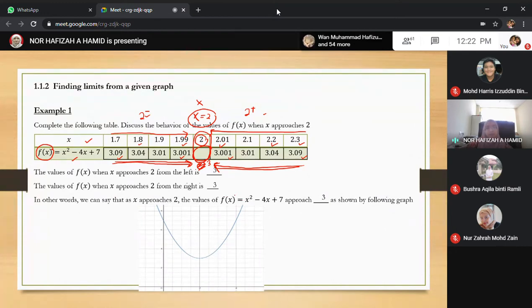So this one is the graph for function f(x). Ini is the x-axis and this one is the f(x) or y-axis. When x approaches 2 from the left, you can see that the value at the y-axis is 3. Sama juga bila values of x approach 2 from the right, y also equals 3. So ini based on graph and this one is based on table. So ni example 1.